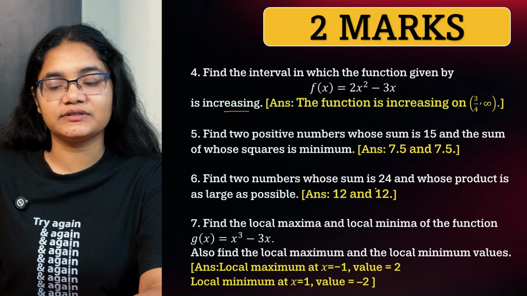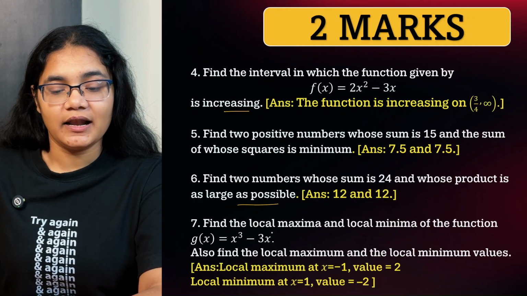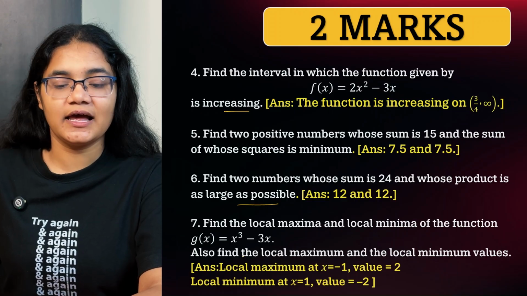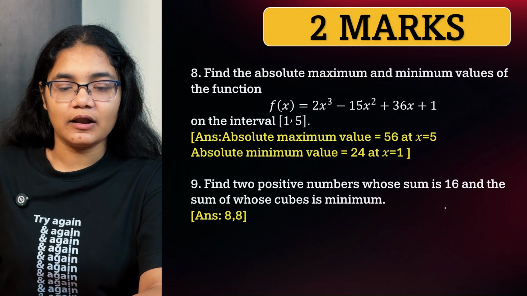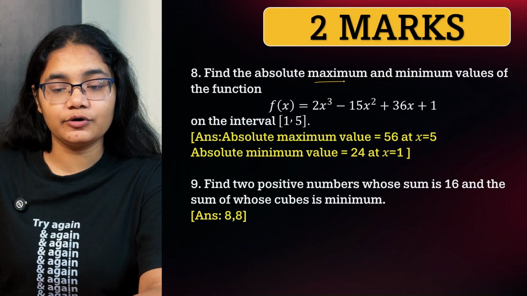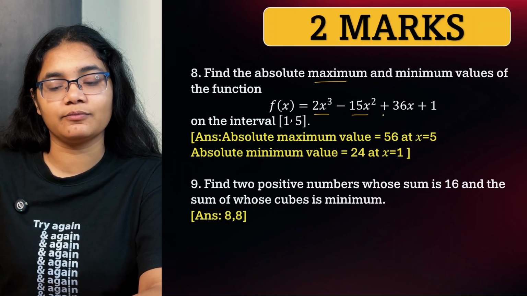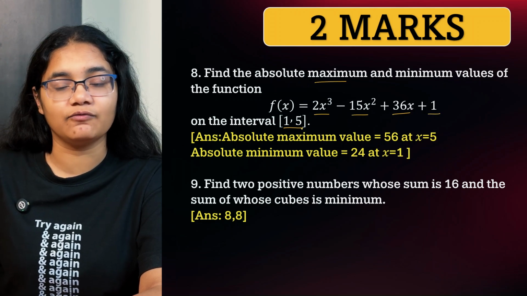Find two numbers whose sum is 24 and whose product is as large as possible. Next, find the local maximum and local minima of the function x cube minus 3x. Also find the local maximum and the local minimum values. Now we will see question number 8. Find the absolute maximum and minimum values of the function f(x) = 2x cube minus 15x square plus 36x plus 1 on the interval [1, 5].